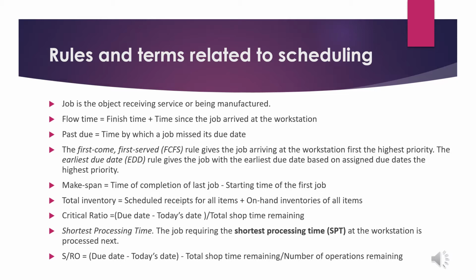The second thing that we need to understand is called the total inventory. Total inventory is the performance measure used to measure the effectiveness of the schedules for the manufacturing processes. The sum of scheduled receipts and the on-hand inventories is called the total inventory. Minimizing total inventory supports the competitive priority of cost, which is the inventory holding costs.